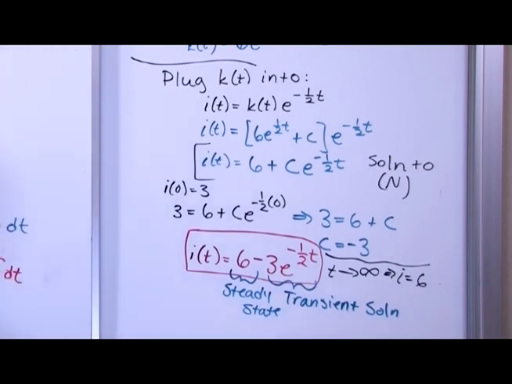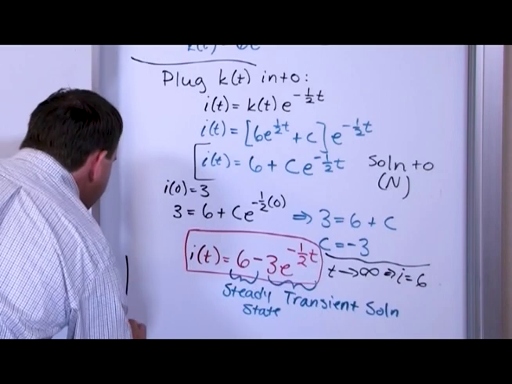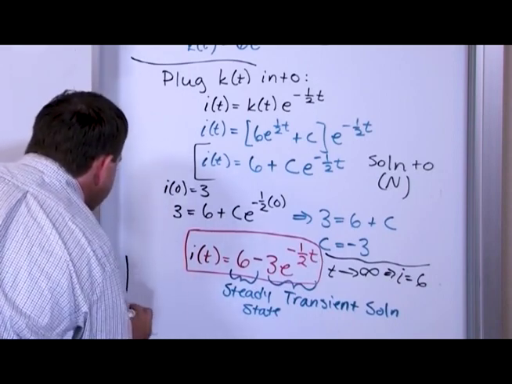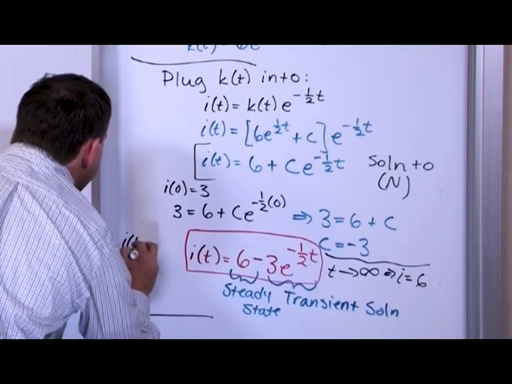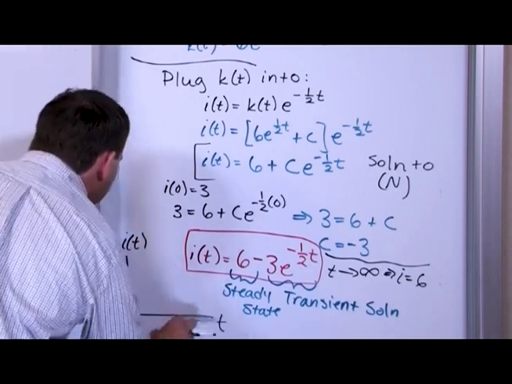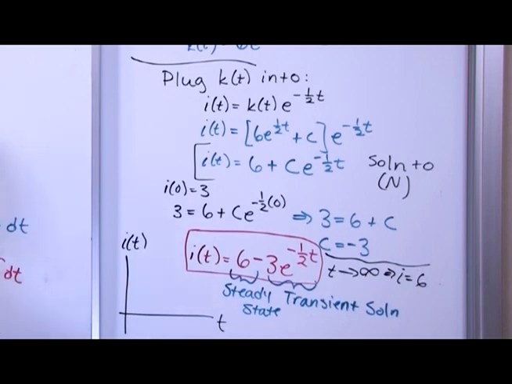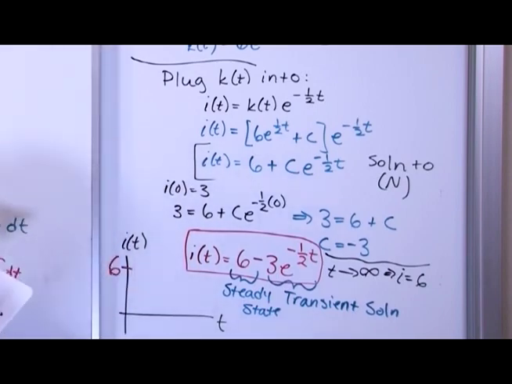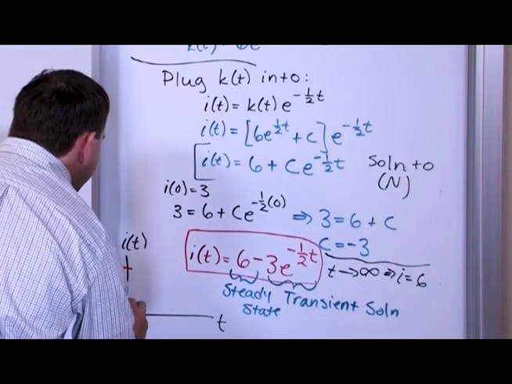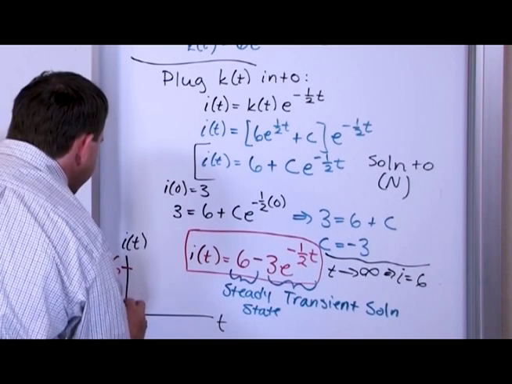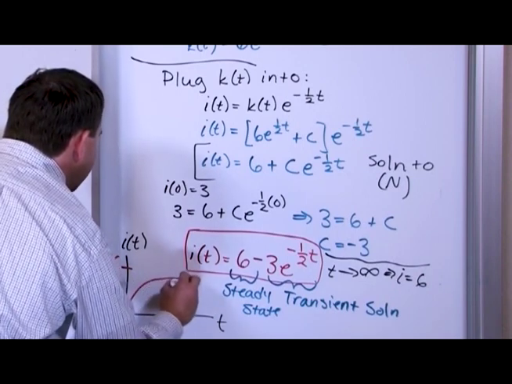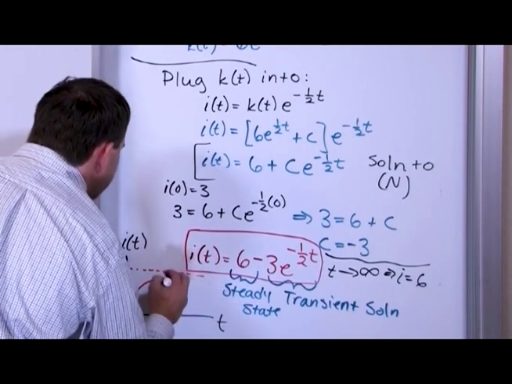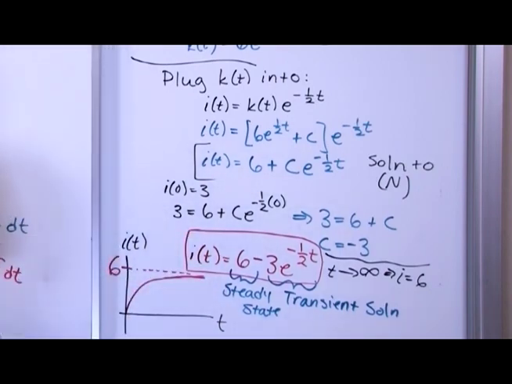If you were to plot this function, let me drop it up a little bit like this. Do a coordinate axis, just a quick little plot. Let's do I of t as a function of time. I'm not going to make it real accurate. I'm just going to give you a general idea. So if this is 6 amps, then the solution is telling you, if you plot this, it goes up, up, up, up, up, but then it levels off. It never gets higher than 6, and as time goes on to infinity, you approach 6 amps.